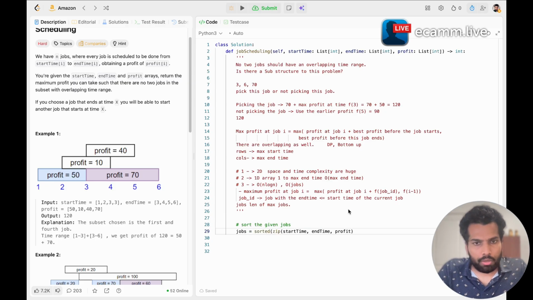Sorting: sorted profit, okay. Key equals lambda x of x1. And let's also create an n. So just getting the length of jobs, and the dp table will be of size n+1.